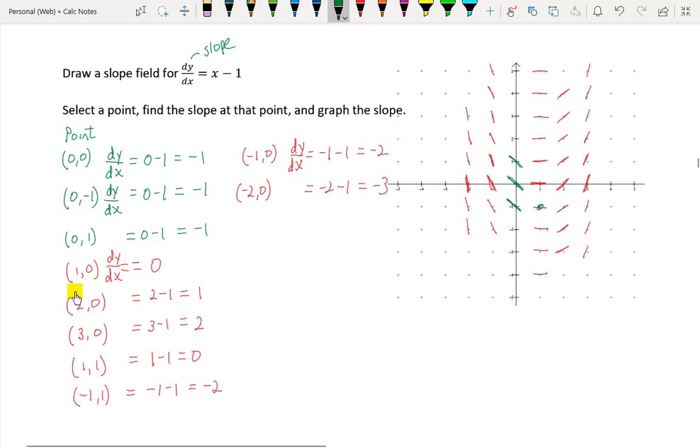So if we were to start right here, you can see that the parabola would go, and I'm going to choose a different color here. Our parabola would be going up like this. Okay, something along those lines right there. And that's what a slope field creates. Okay, hopefully that makes sense there. Let's take a look at the next one.